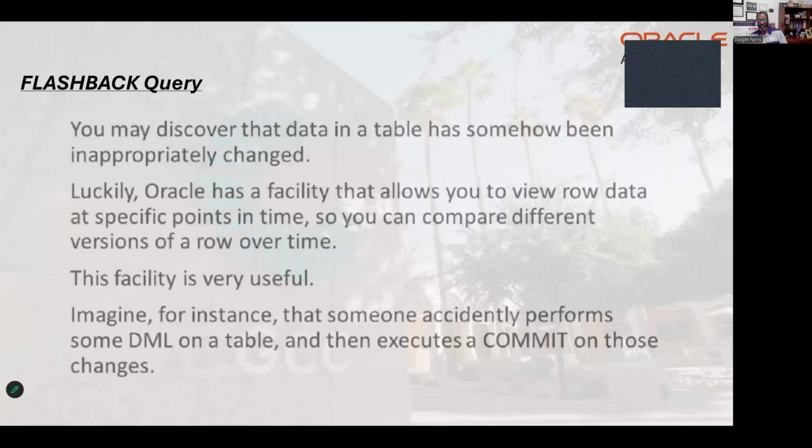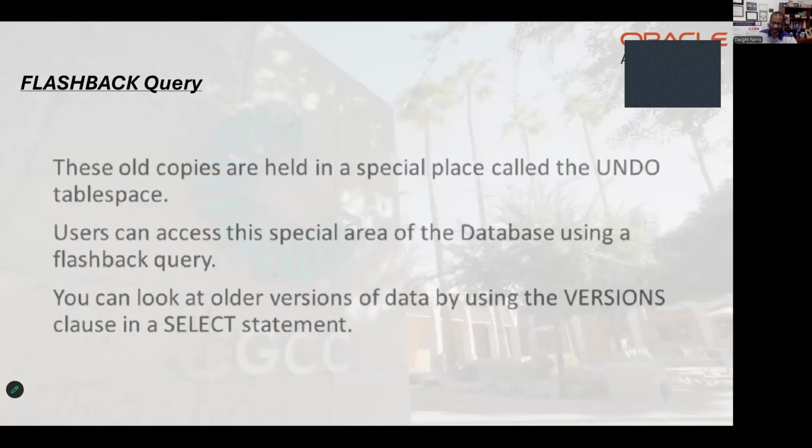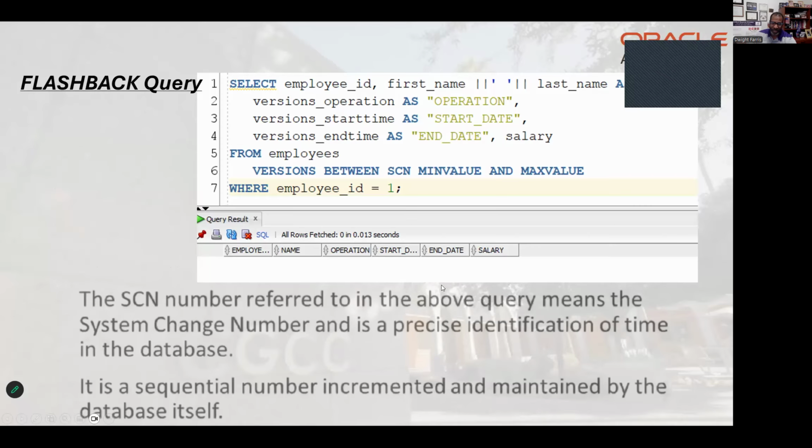All right, so you may discover that data in the table has somehow been inappropriately changed. Luckily, we have a way to recover, and this is the use of flashback. We talked about this before. And remember your overarching commit and rollback. You can use the flashback query facility to examine what the rows looked like. So basically, this is kind of a tracker of what's been happening with this table. You can go back and flash back to a certain time frame of the table.